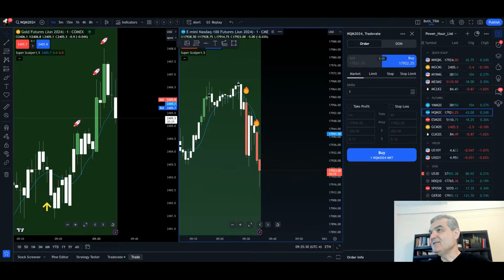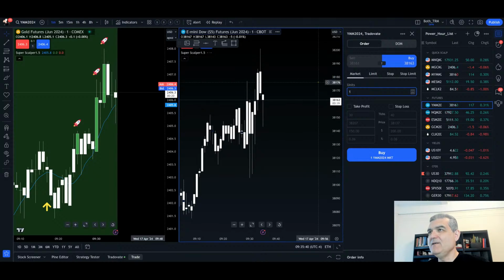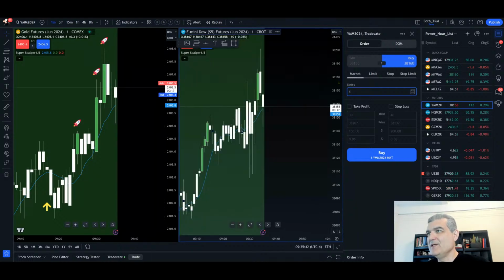So again, on Nasdaq, I'm looking for above the moving average, below the moving average to get me a setup to the short side. Let's see what's going on with the Dow. Dow, on the other hand, is really very impressively positive, right?